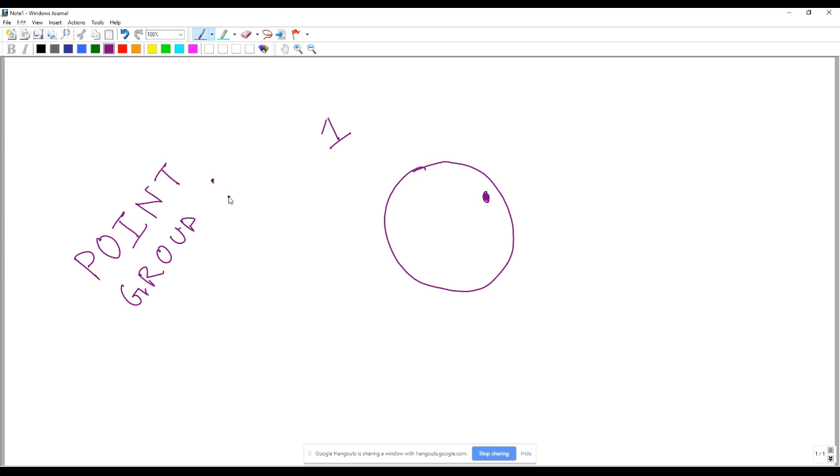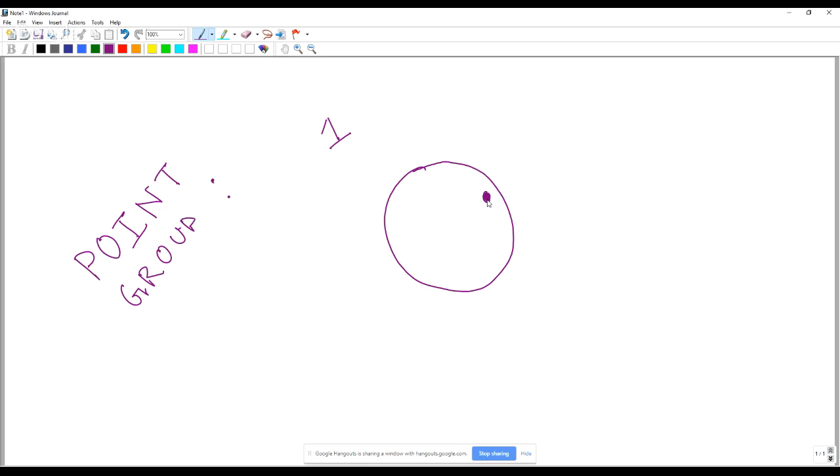Okay, point group 1. So you draw it like this. You have exactly only one equivalent point, and there is no preferred direction in the triclinic system. It can be any direction, but any direction will have a one pole because it has no symmetry.